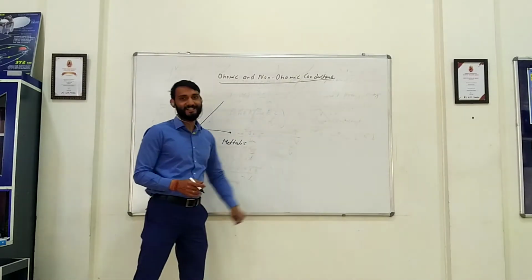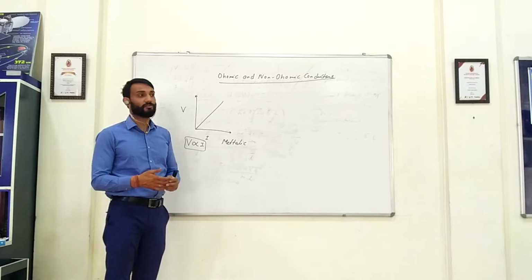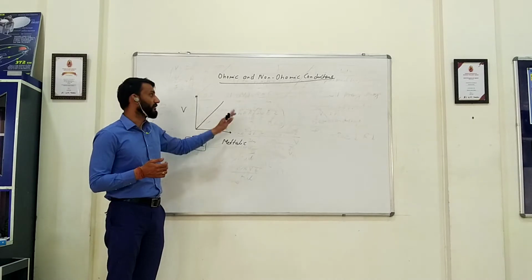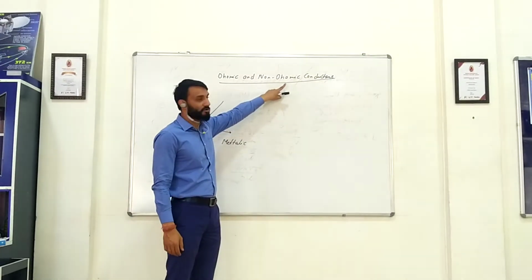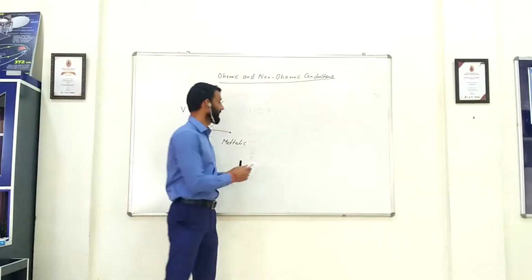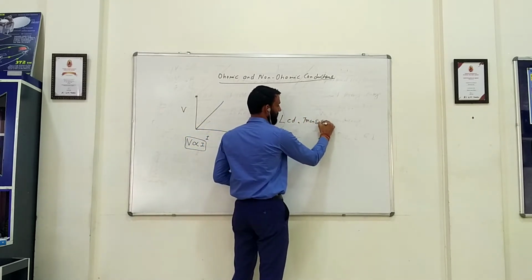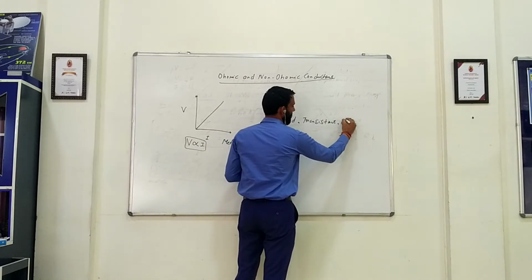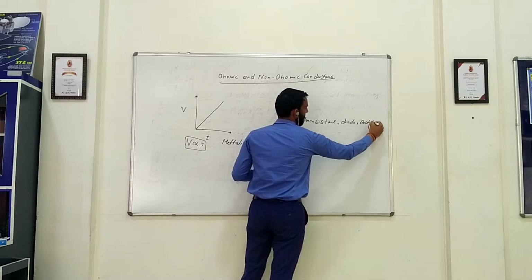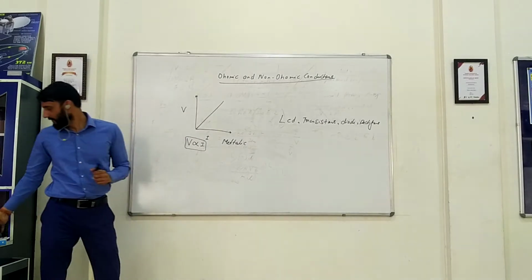Now, what are non-ohmic conductors? Non-ohmic conductors are the conductors which do not obey Ohm's law, and for them the graph is not a straight line. So, what are the examples of non-ohmic conductors? The examples of non-ohmic conductors are LED, light emitting diode, transistors, diodes, rectifiers, and all these. So these are the examples of non-ohmic conductors, right?